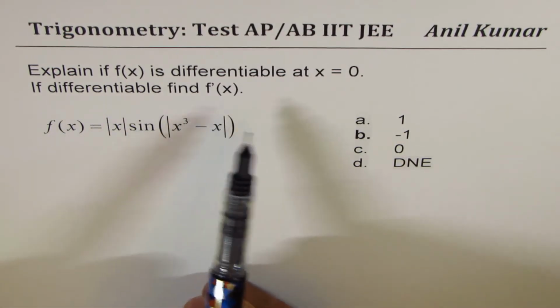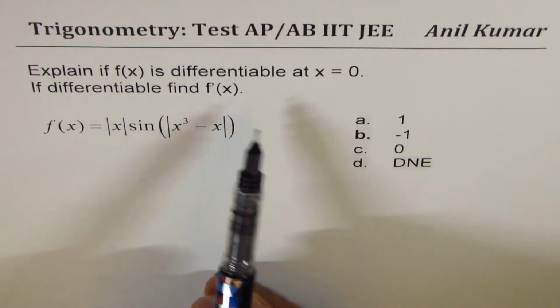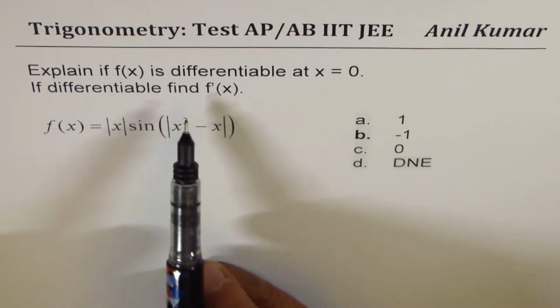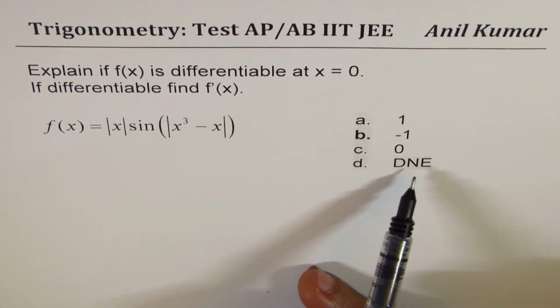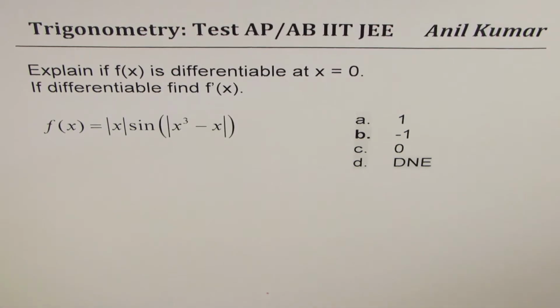If it is differentiable, then the value could be 1, minus 1, or 0. And if the limit does not exist, then that means it is not differentiable, right? So you can always pause the video, answer the question, and look into my suggestions.